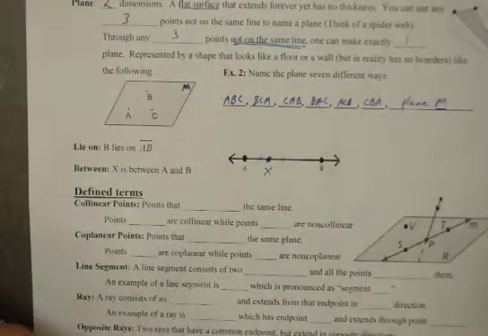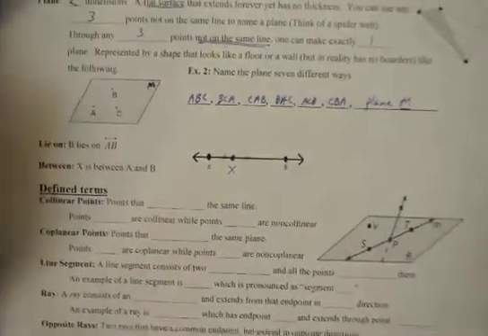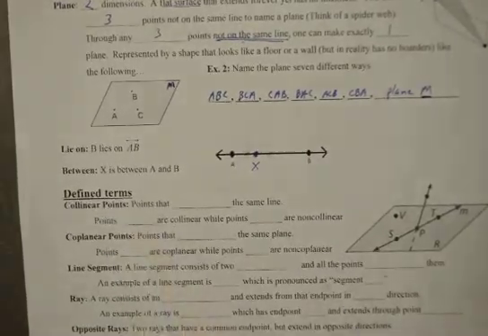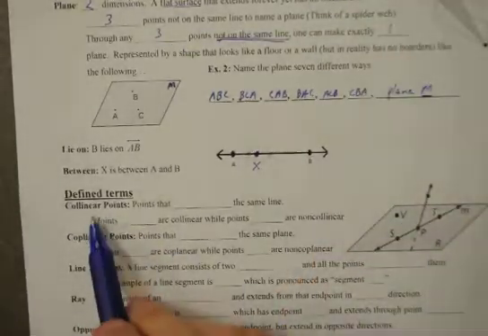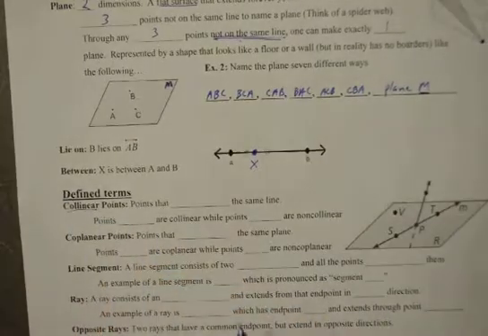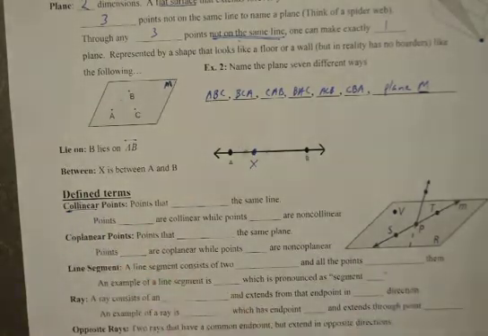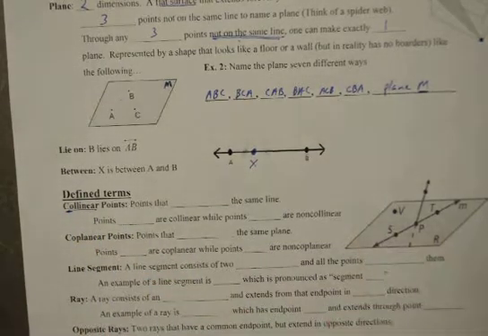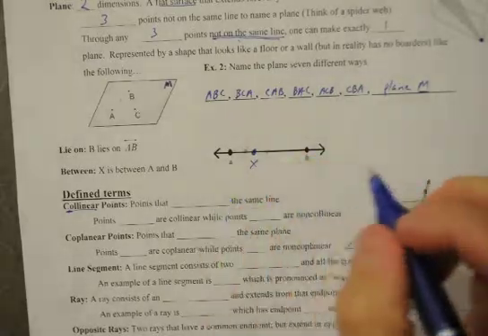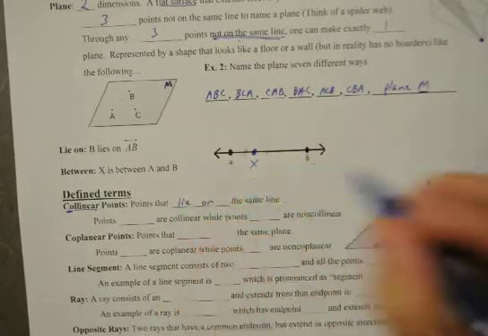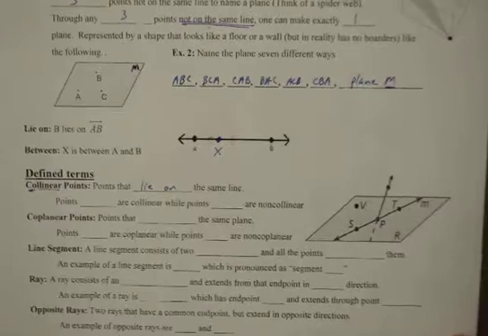Okay, so now that we know these things that are not even real, we can now build the geometry. So here we go, defined terms. These are now some defined terms. We can use these undefined terms. Collinear, like co-captains or co-pilots, like they're on the same team or the same plane. Collinear, they're points that lie on the same line.